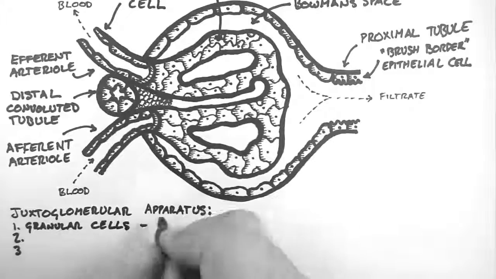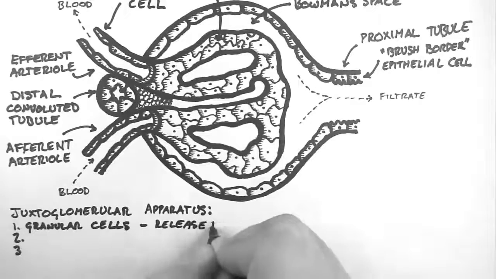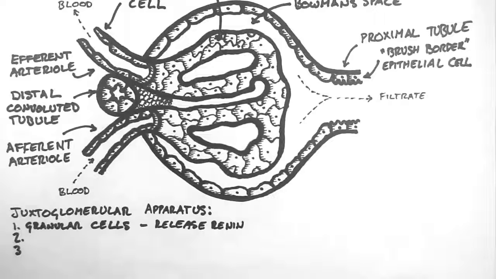The first are granular cells, and they produce renin, which is the start of the renin-angiotensin-aldosterone system, which is really important in controlling blood pressure. For more information about this, see the handwritten tutorial on the renin-angiotensin-aldosterone system. The second type of cell is a macula densa cell.